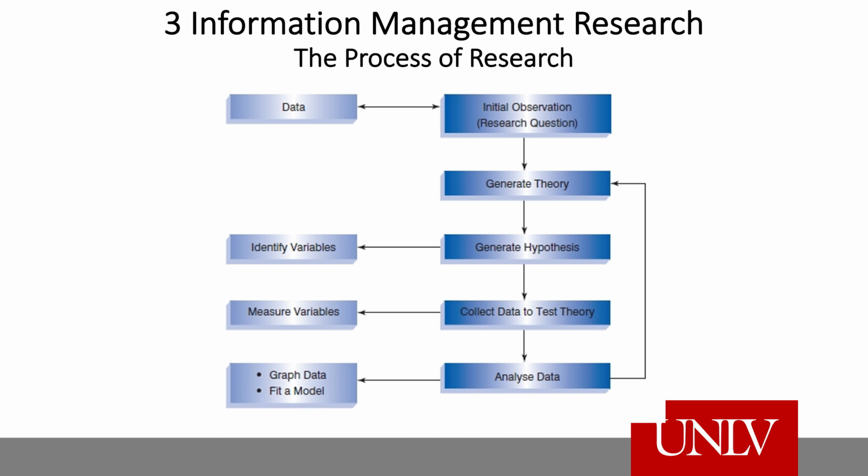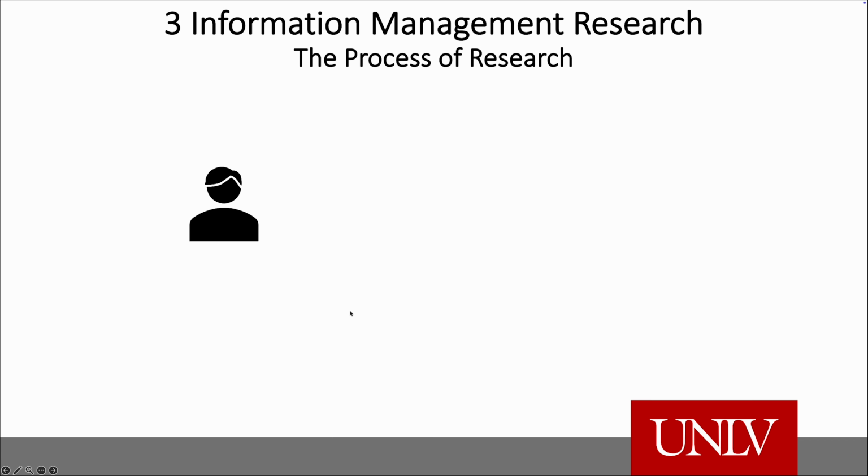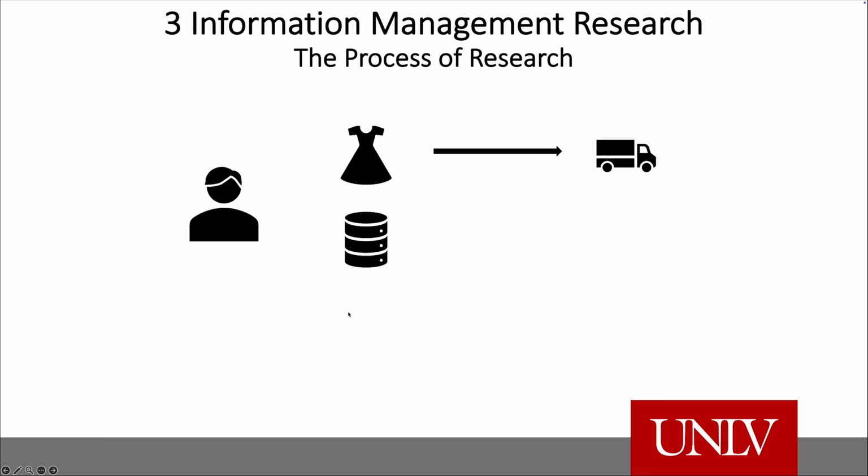Information management research follows a structured yet iterative process. It begins with a practical problem. For example, a retail manager may notice that certain products run out unpredictably. This leads to the research question: when is the optimal time to reorder inventory? Next, the researcher reviews existing literature and constructs a theoretical explanation, such as using historical sales patterns to predict future inventory depletion. From this theory, a testable hypothesis is formed.